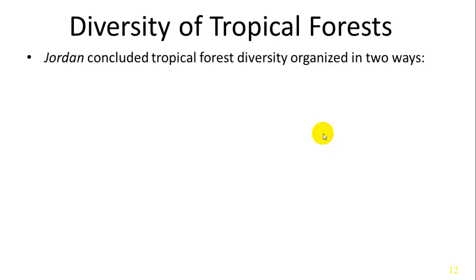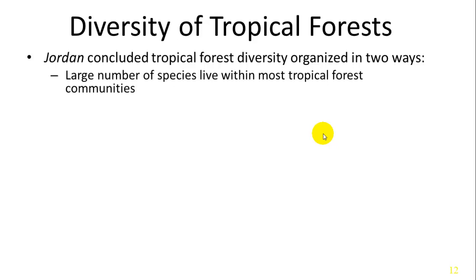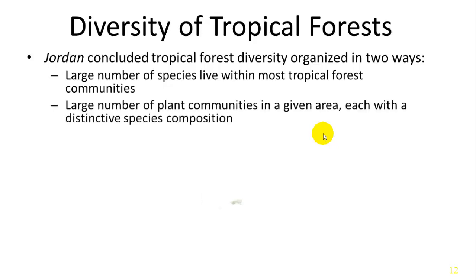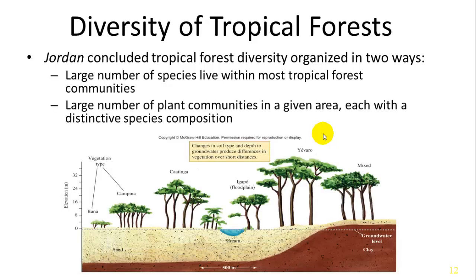All right, tropical forests, rainforests especially, are the most diverse places in the world as far as the number of species. But Jordan concluded tropical forest diversity was organized in 2 ways: a large number of species that live within most tropical forest communities, and a large number of plant communities, which give distinctive species composition.